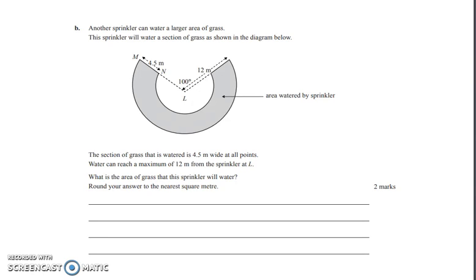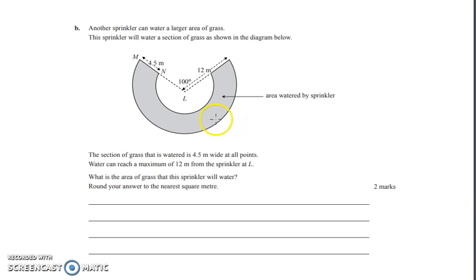Hi there, this is a question from the 2016 Exam 2 from the Geometry and Trigonometry section, and it is question 5b. A sprinkler can water a large area of grass. The sprinkler will water a section of grass as shown in the diagram. So the section of grass is the shaded part here.